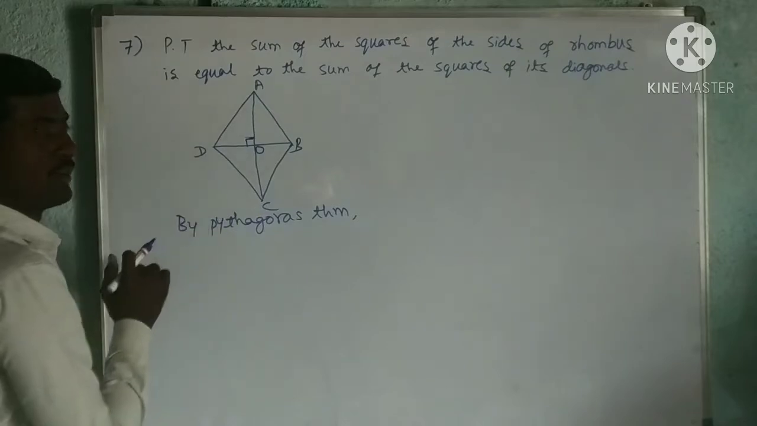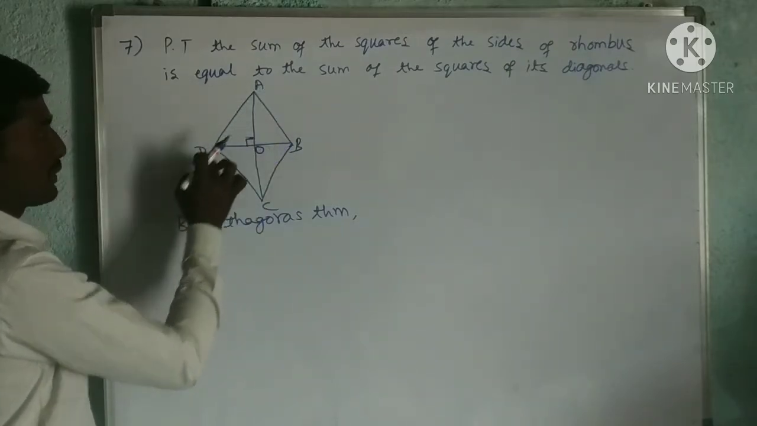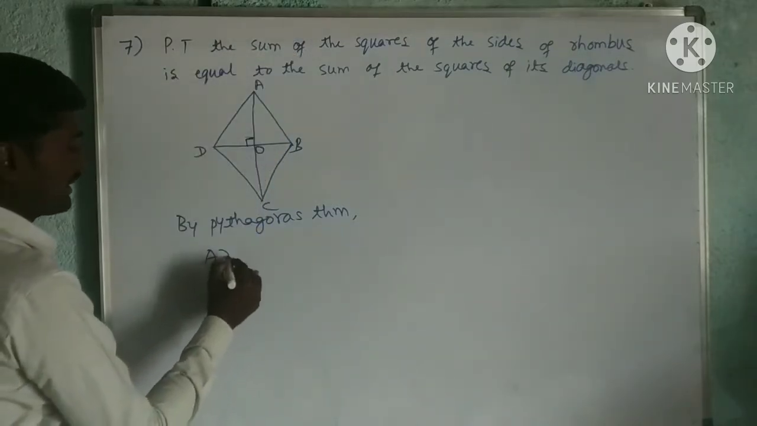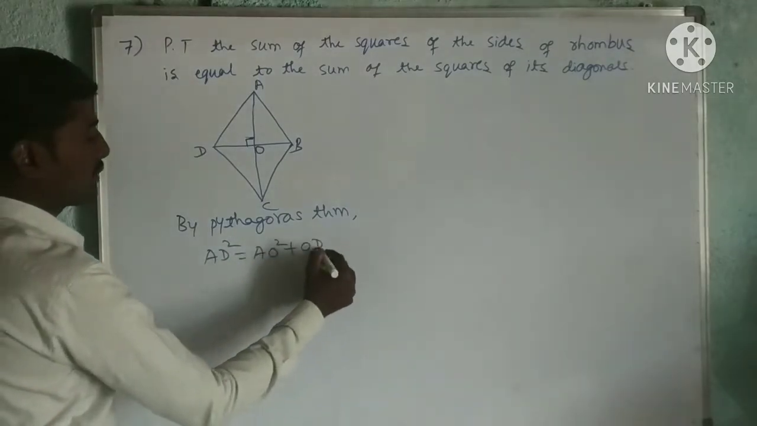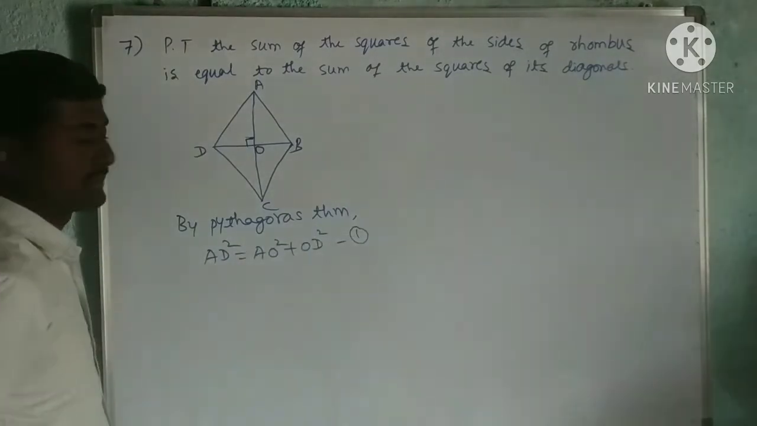For this triangle I will go. AO square plus OD square is equal to what? AD square. AD square is equal to AO square plus OD square. This I will take as equation number 1.